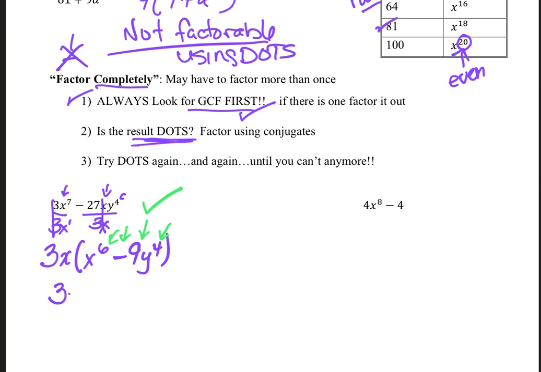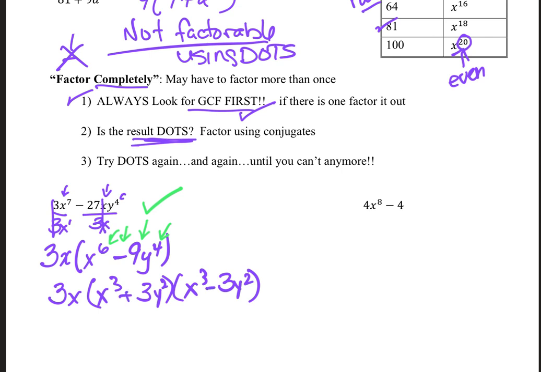So whatever you don't factor anymore, you just write. So 3x is done, but you still have to keep it in the problem. Dots is 2 sets of parentheses. And so we take the square root of x to the 6th. That's x to the 3rd. Square root of 9y to the 4th. That's 3y squared. And a plus and a minus sign.